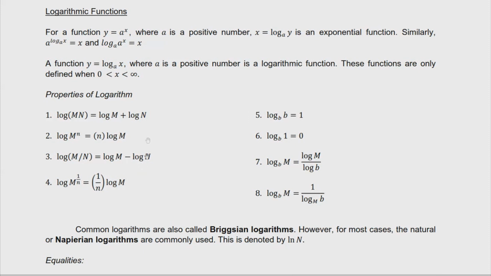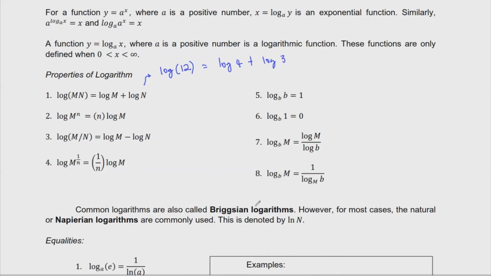These are the basic properties of logarithm, and I'll be explaining some of these using an example. The first one is that the log of mn is equal to log of m plus log of n. This simply means that if I have, for example, the logarithm of 12, I can express this in terms of log of 4 plus log of 3. This works because 4 times 3 is 12, so that's m times n.